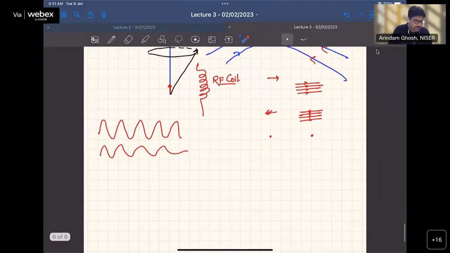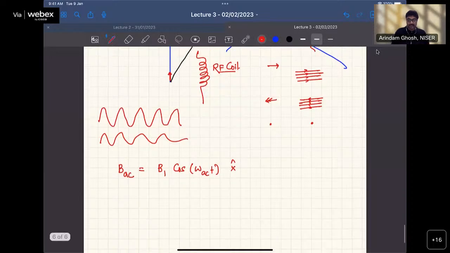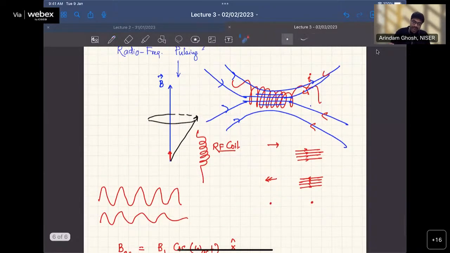So at least mathematically I can write it down, and I only write this much, no more theory than this. The alternating field B_AC, the RF coil pulsing that is going to be given, is B1 as the magnitude, times cos of omega_AC t, and this is going to be in the X direction or Y direction. But the original spins are rotating like this, so a field like this doesn't really do the job.